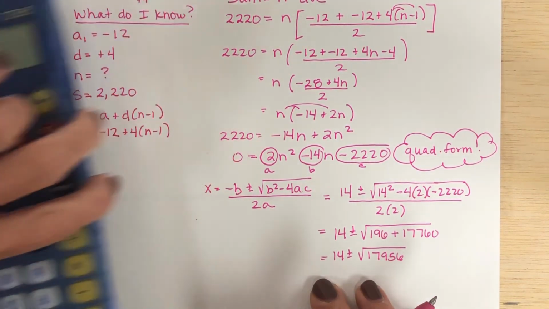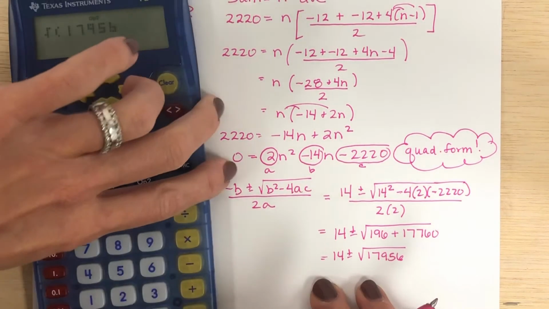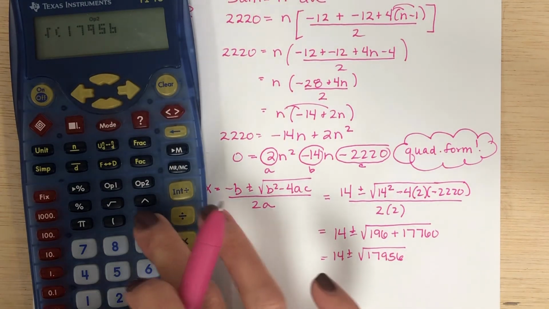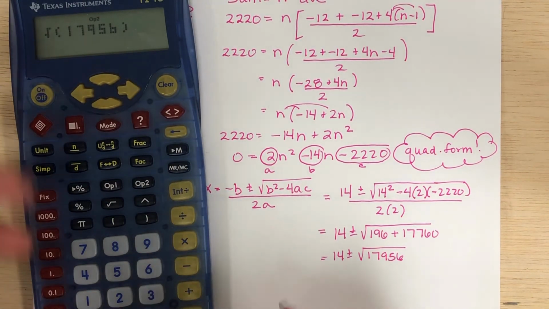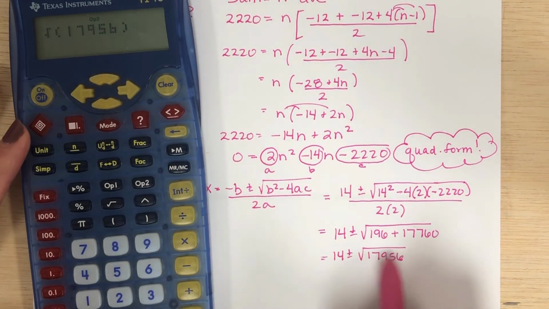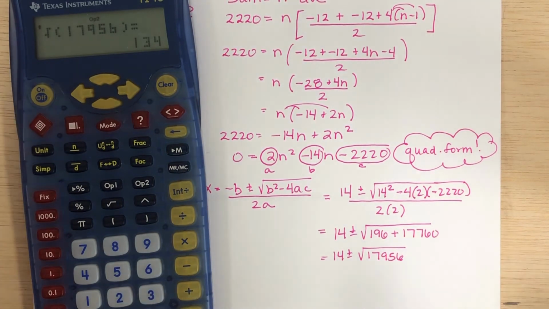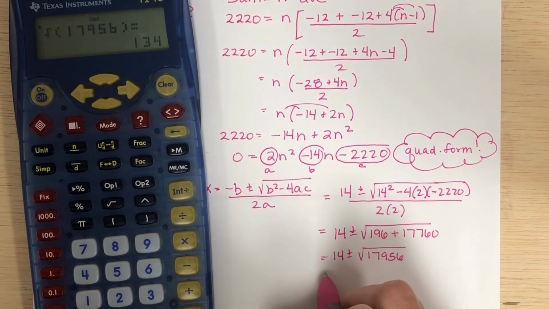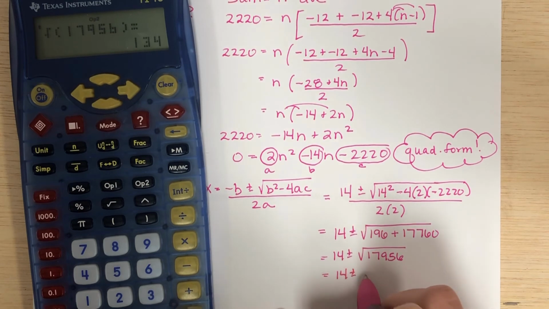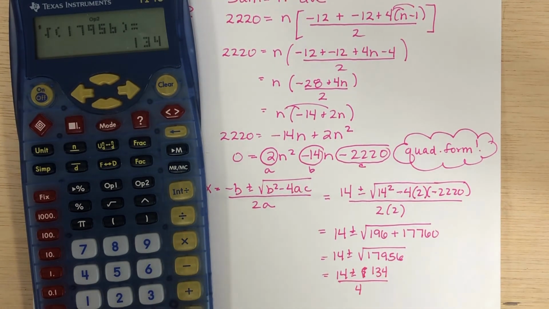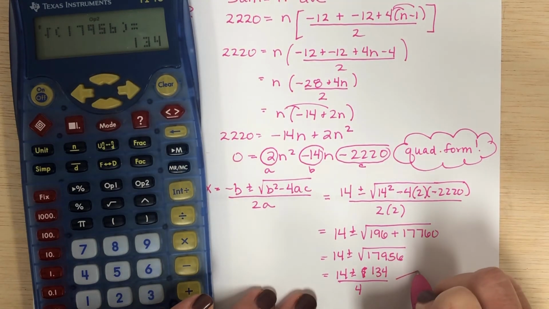I'm looking back, trying to find n, which is the number of terms. I know I'm going to end up with an integer because the number of terms has to be a whole number, so this should simplify nicely. If it doesn't, then I did something wrong. It does. 14 plus or minus 134. Oh, and this is all over 2a, which is 4. Don't forget about that. Okay, so I have 2 options here.